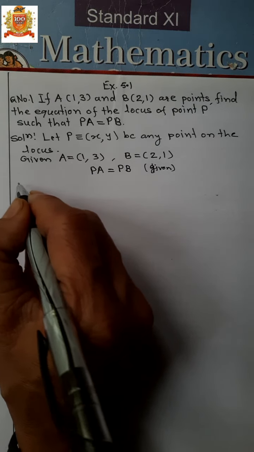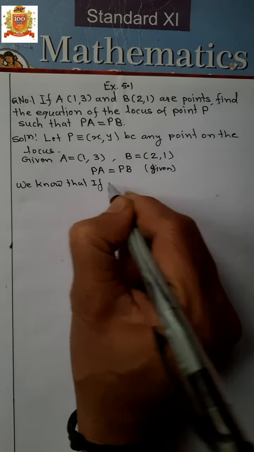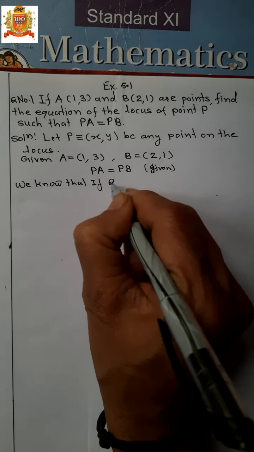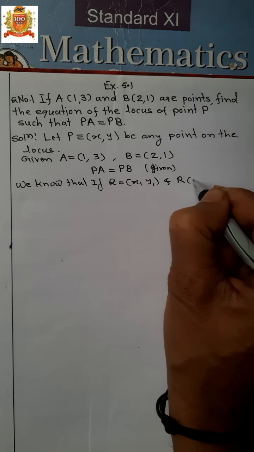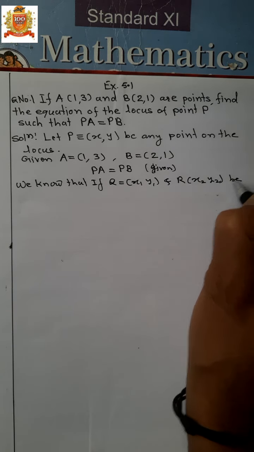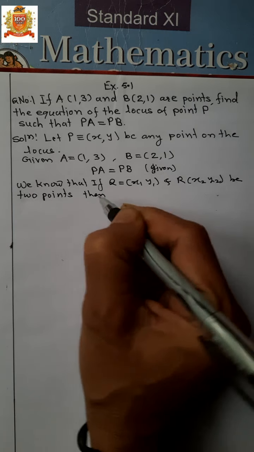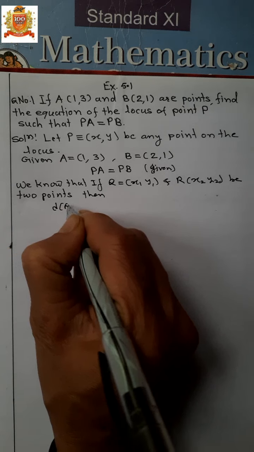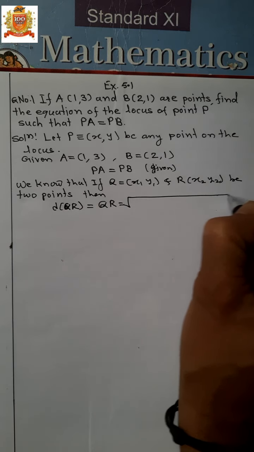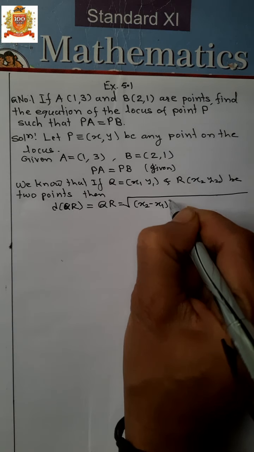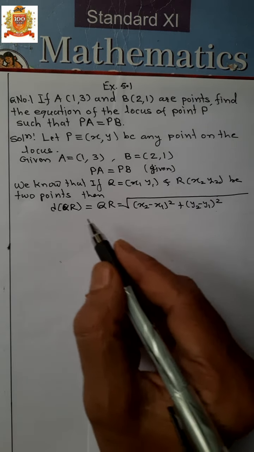We know the distance formula. We know that if Q is equal to (x1, y1) and R is equal to (x2, y2) be two points, then distance QR is equal to square root of (x2 minus x1) square plus (y2 minus y1) square. In this way we can find distance.